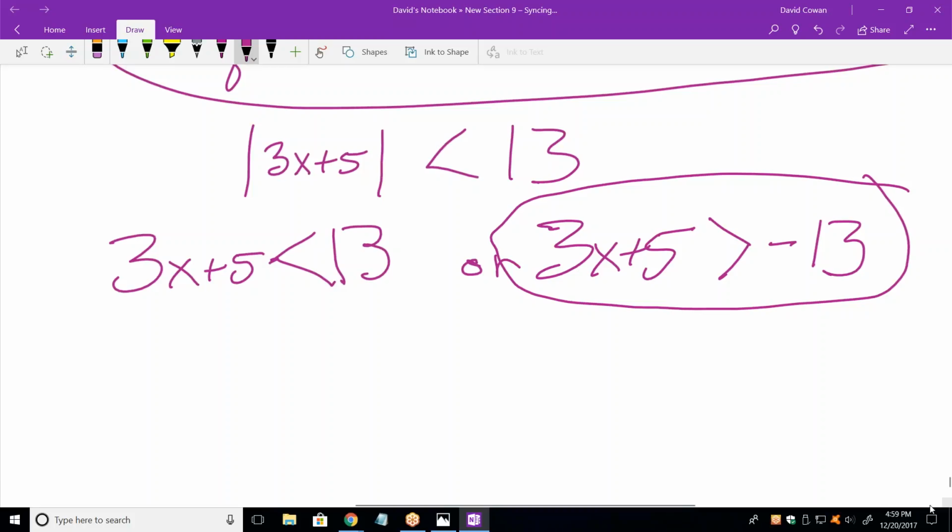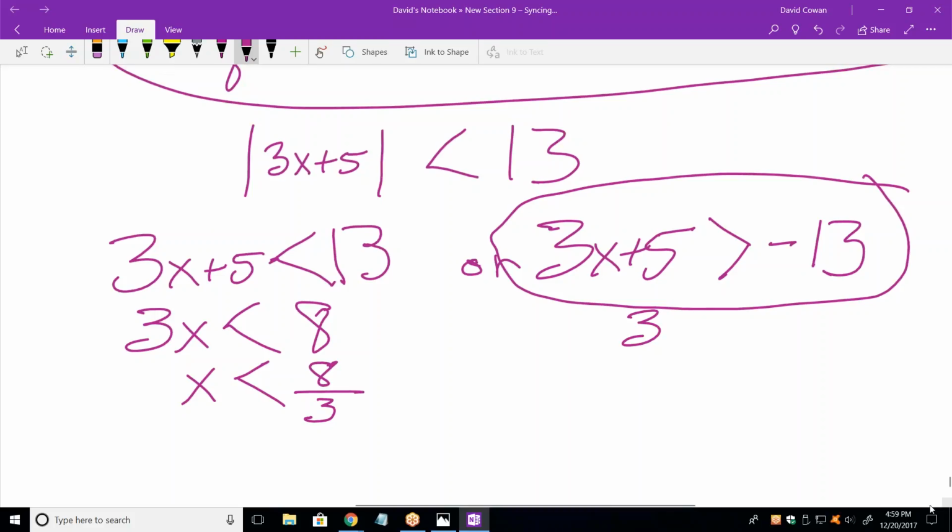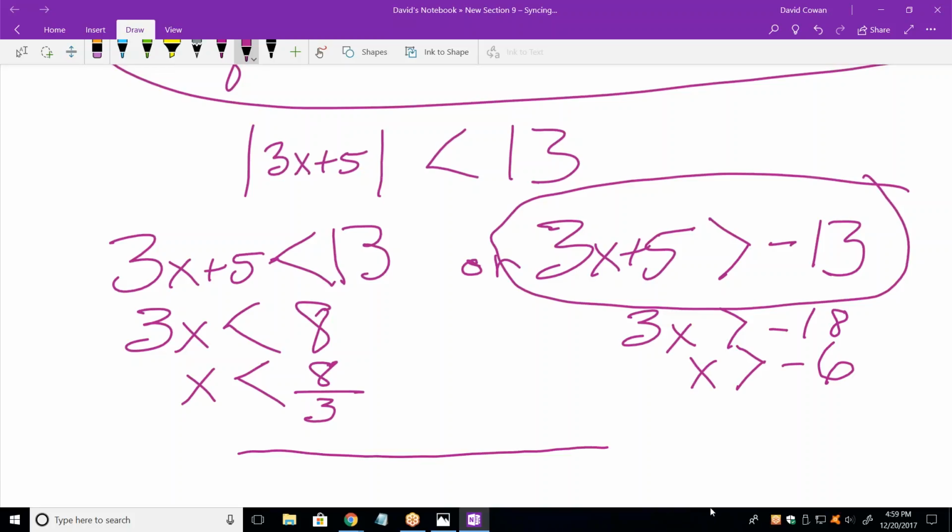Now, solve the first one. Minus 5 on both sides, and that gets you 3x is less than 8, and then divide by 3, and you get x is less than 8 over 3. Solve the second one. Minus 5 on both sides, and you get 3x is greater than minus 18, and then divide both sides by 3, and you get x is greater than negative 6.